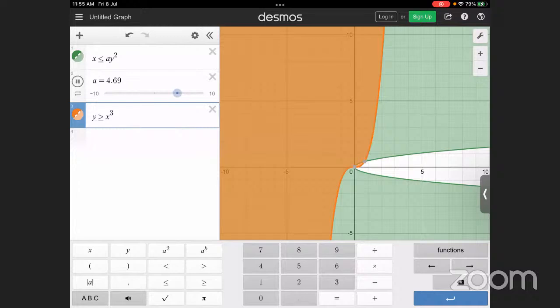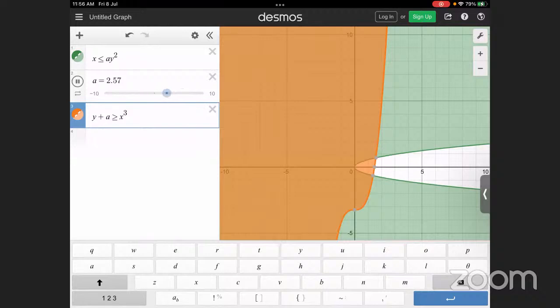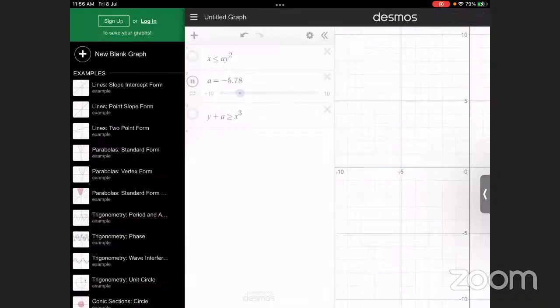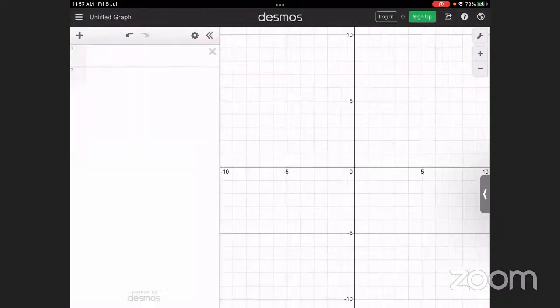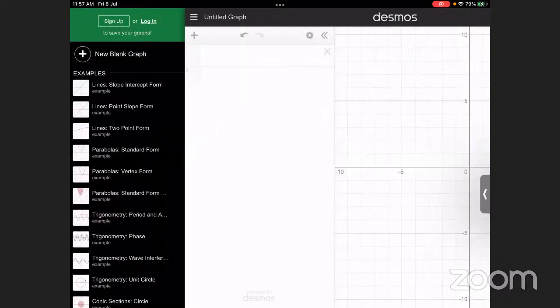Suppose you are not in a position to understand how to use this one, then there are some examples given here. Let us see what is there in that.